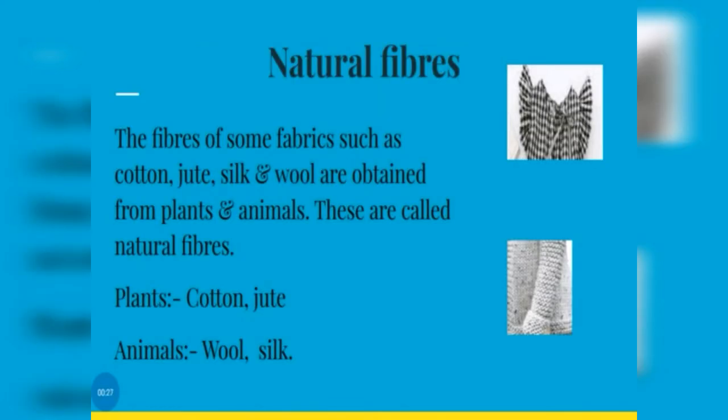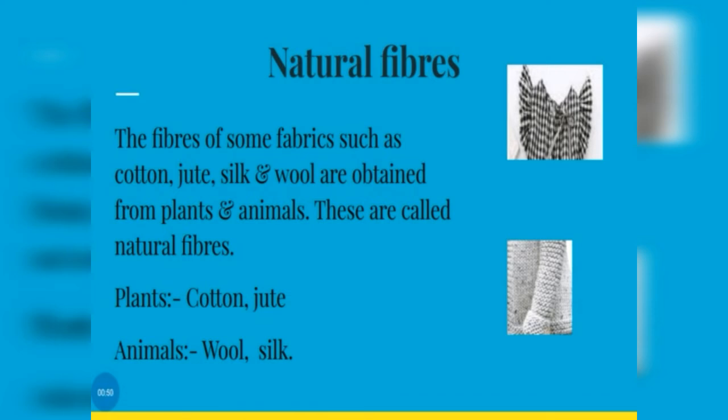The fibers of some fabrics such as cotton, jute, silk and wool are obtained from plants and animals, called natural fibers. Cotton and jute are examples of fibers obtained from plants. Wool and silk fibers are obtained from animals.